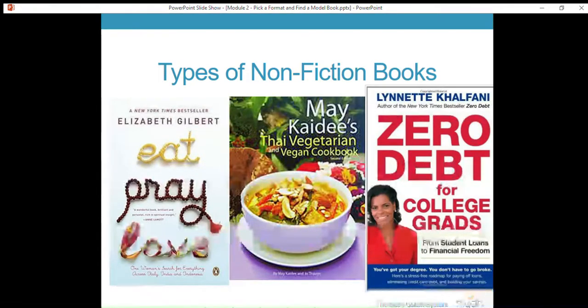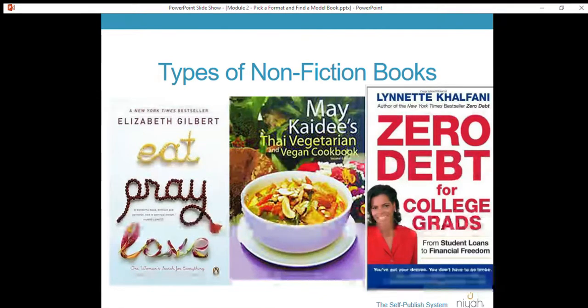But if you say a memoir or an autobiography, it has to be 100% true. So nonfiction is nonfiction. Fiction, it is not fact, right? It doesn't have to be true. These books must be true.